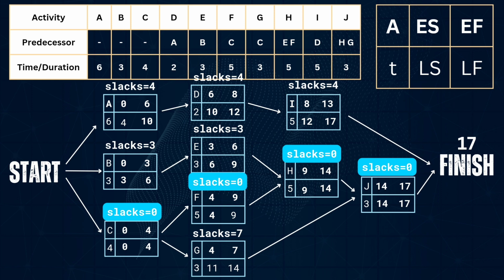The activities with zero slack are called critical activities, so our critical path is C, F, H, and J.